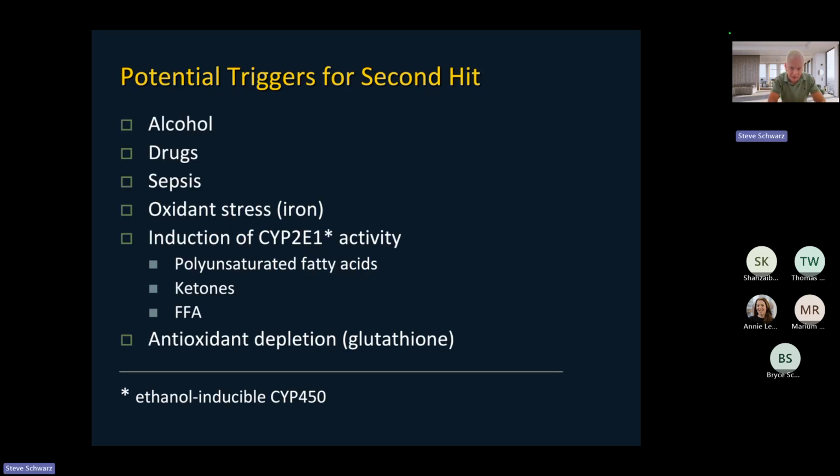But there should be a second hit. And the second hit can involve any one of the triggers that we've talked about previously. Certainly in adults, alcohol, drugs, sepsis, oxidant stress from heavy metals, induction of some elements of the cytochrome pathway. If you have increased polyunsaturated fatty acids, increased ketones and free fatty acids, and they're not utilized, they also can be important stimulators of the inflammatory response. And again, as I mentioned earlier, depletion of glutathione leads to increased toxic events in the liver.